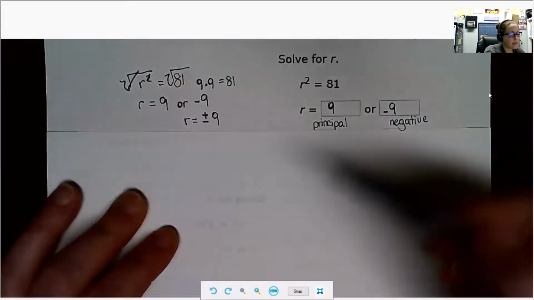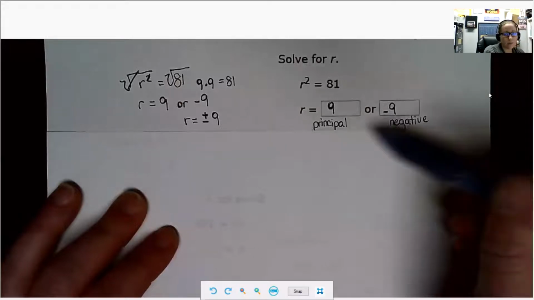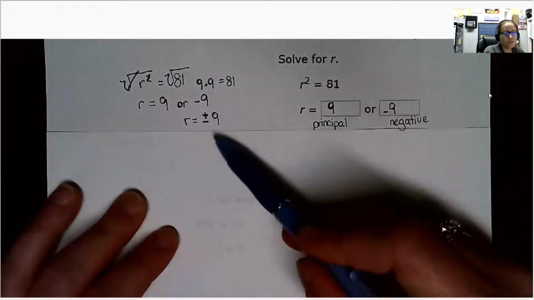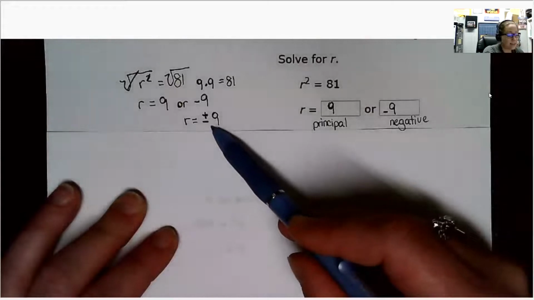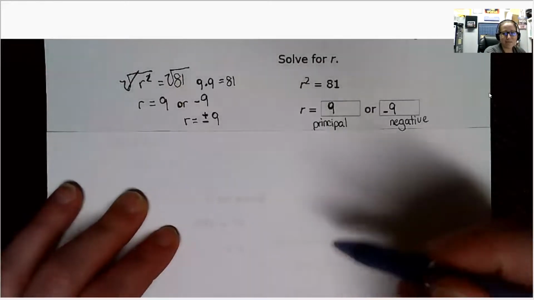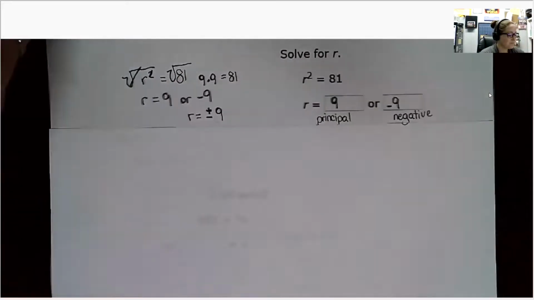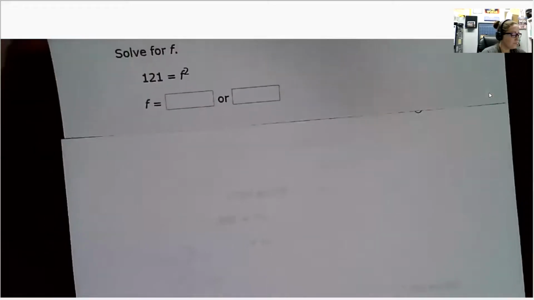Now with this IXL assignment, you won't see that. You'll put them in separately, but just for future reference so that you can look back at this and say, oh, I've already seen that before. All right, let's look at another one.